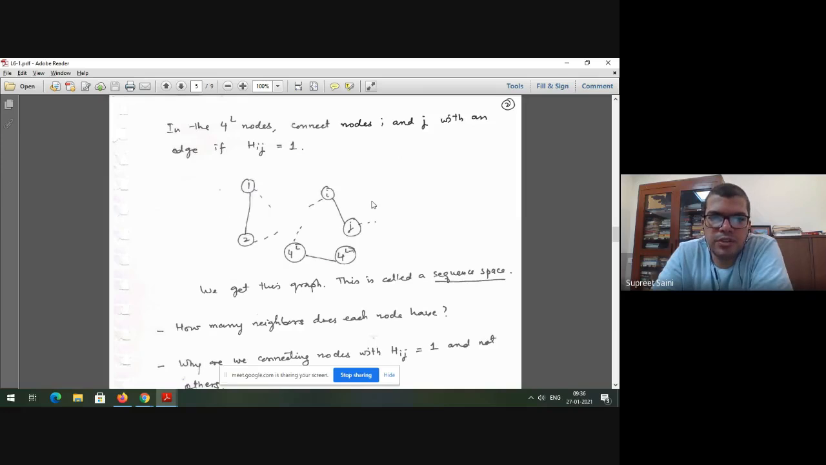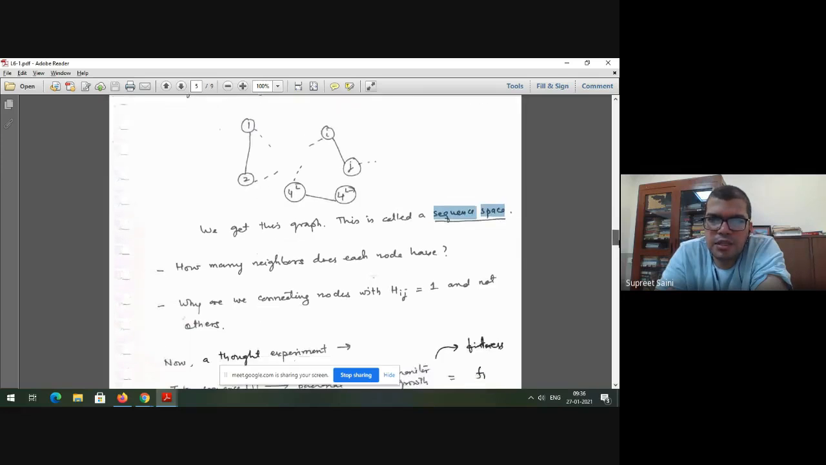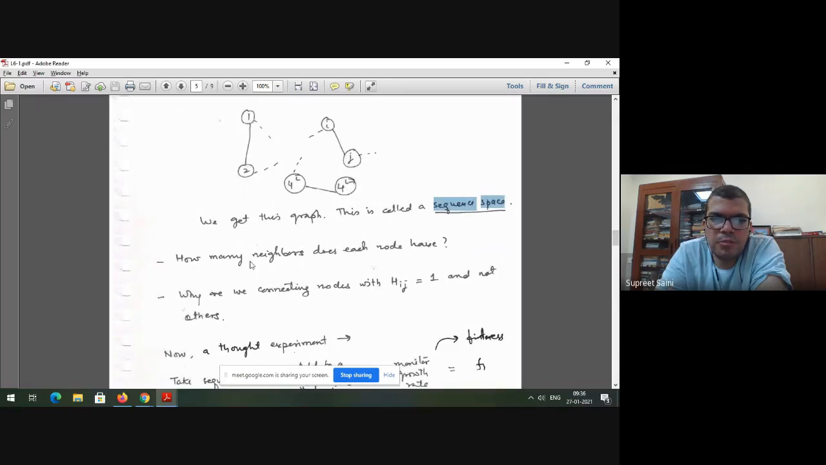You have nodes and edges. Edges connect nodes which are at Hamming distance 1. And what you get at the end of this is a sequence space. Then we asked ourselves a simple question: how many neighbors does each node have? So you have a sequence of length L. How many sequences lie at Hamming distance 1 from it? And the answer we saw was 3L.